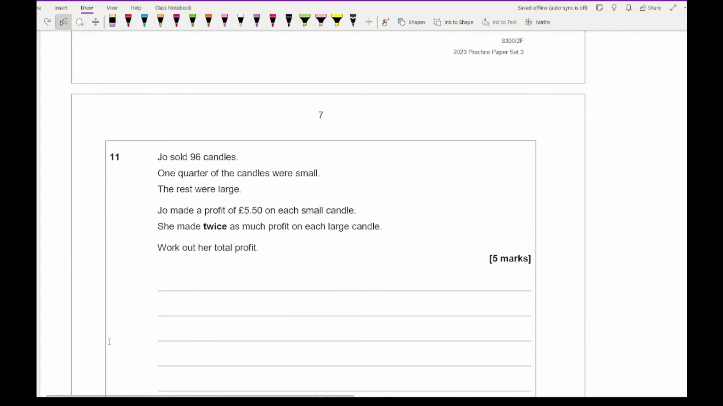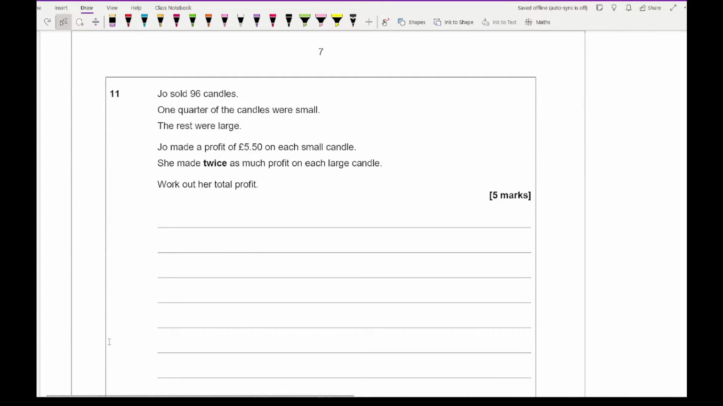Moving on to question 11, it says Joe sold 96 candles. 1/4 of the candles were small, the rest were large. Joe made a profit of £5.50 on each small candle, and she makes twice as much profit on each large candle. And the question is asking us to work out her total profit. So for this, what we need to do first is basically work out how many of the candles were small. So 1/4 of 96, I'm going to do 96 divided by 4 multiplied by 1, which equals 24 small candles.